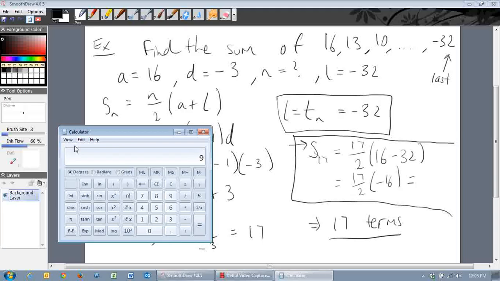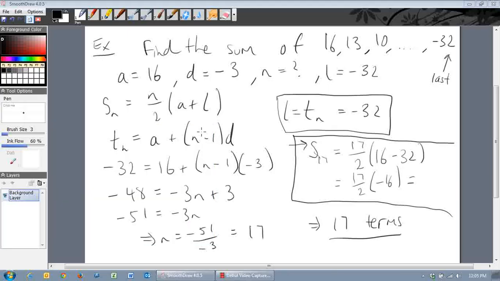Oh, I didn't do that right. This is just embarrassing now. Negative 8 times 17, negative 136. So your answer here is negative 136. That is the sum of the first 17 terms. And you ask, why is it negative? Well, because these numbers get negative quite quickly, and if you start adding them all up, it becomes negative. And that's the end of arithmetic series.